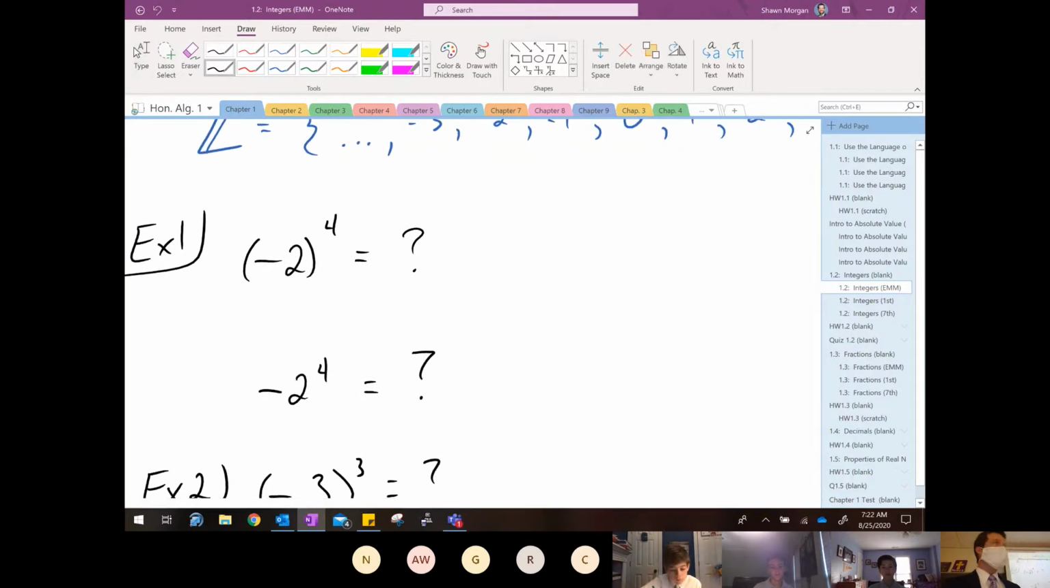Let's look at it here. We got -2 in parentheses raised to the 4th power. So Charlie, what does it mean to raise something to the 4th power? We multiply it by itself 4 times over. Very good. Exponents are shortcuts for repeated multiplication. We know that. That's pretty standard. But what are we exponentiating here? What are we raising to the 4th power in this first little example?